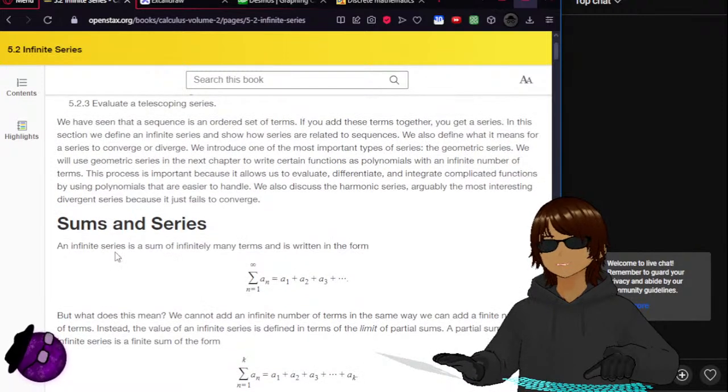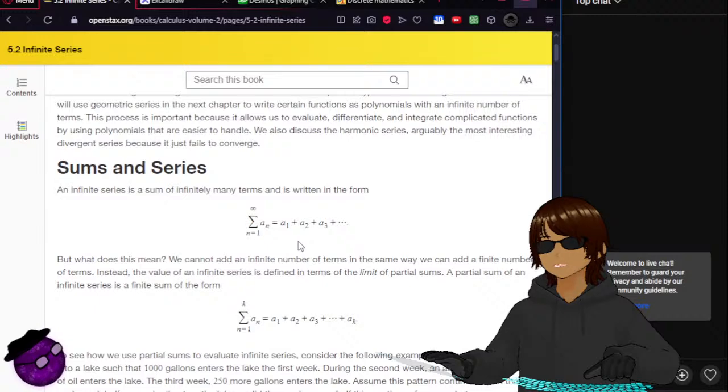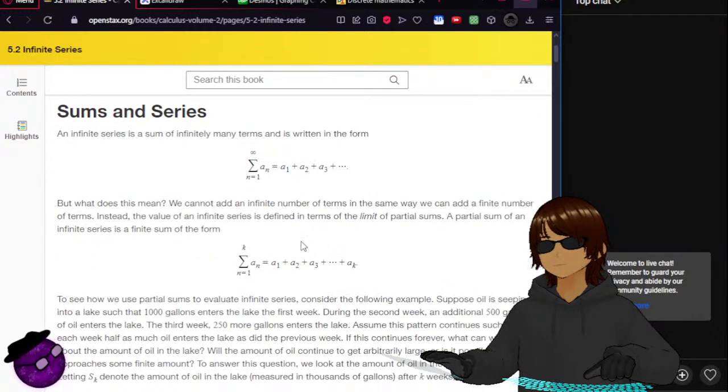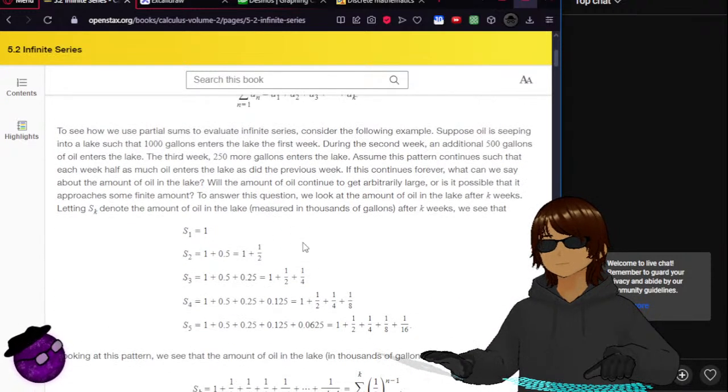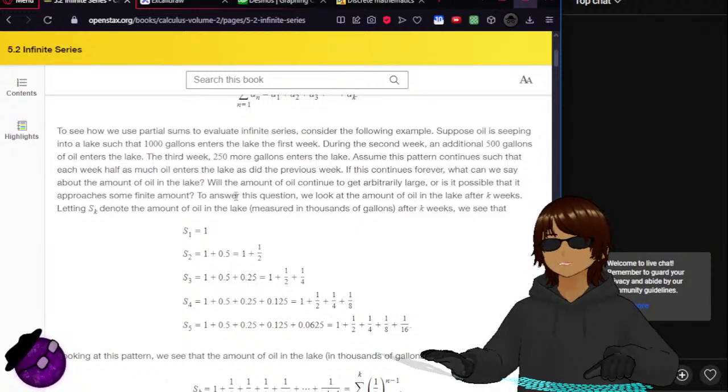An infinite series is a sum of infinitely many terms and is written in the form a1 plus a2 plus a3 and so on. A partial sum of an infinite series is a finite sum of the form a1 plus a2 plus a3 up to ak. This here is a geometric series, geometric sequence.